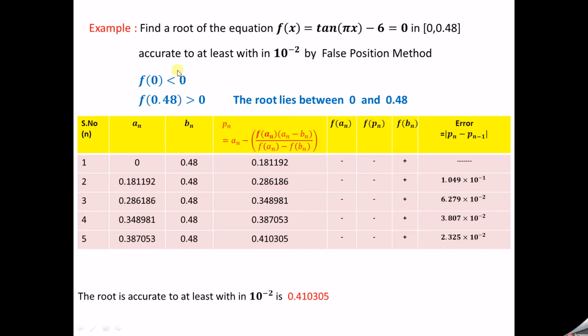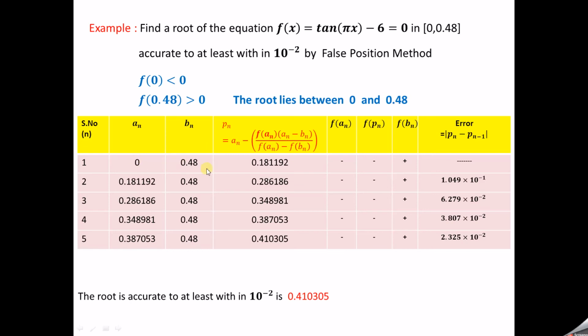You can check by putting x is 0 here, and if we take x is 0.48, the function value will be positive. So the root always lies between 0 and 0.48. So the two initial values a and b, that is n equal to 1, a1 and b1. a1 is 0 and b1 is 0.48.